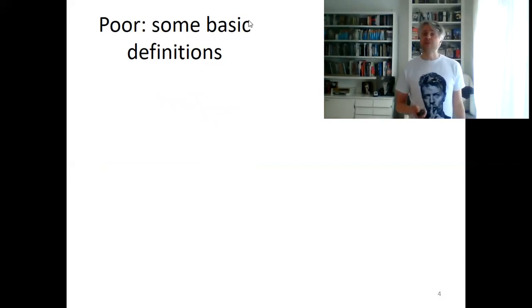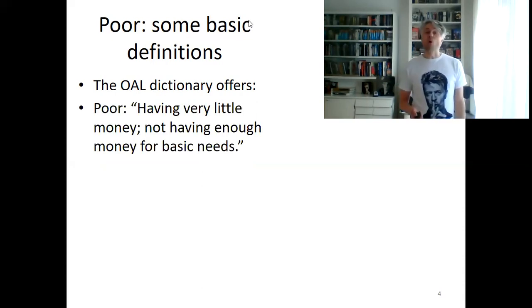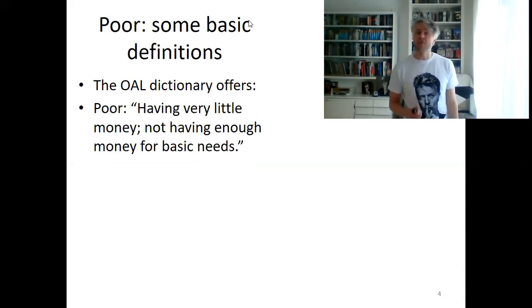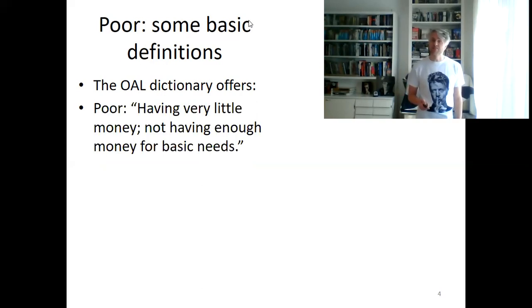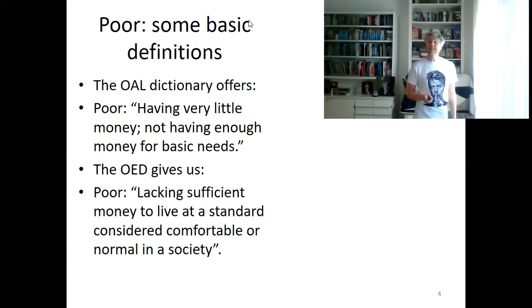To look for some basic definitions, I looked in the usual places. I was born in Britain, so my first instincts are always to turn to my Oxford dictionaries. And the first one I looked in was my Oxford Advanced Learners Dictionary, which is a really nice book. And it gave us poor, having little money, not having enough money for basic needs. My standard Oxford English Dictionary gives me a slightly different definition. Have a look at this. Poor, lacking sufficient money to live at a standard considered comfortable or normal in society.